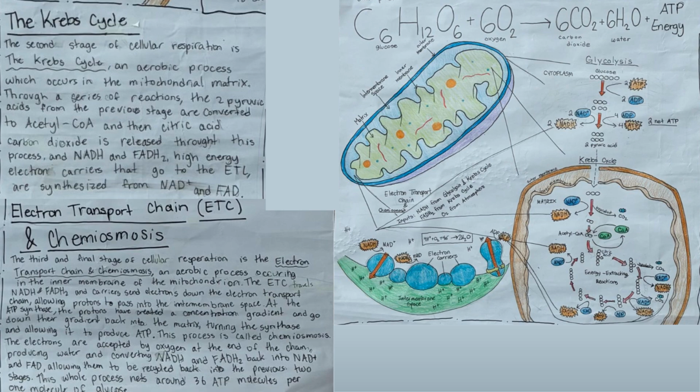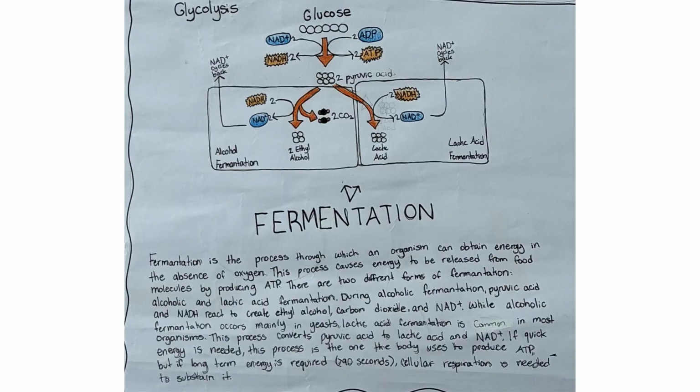The electrons are accepted by the oxygen at the end of the chain, producing water and converting NADH and FADH2 back into NAD+ and FAD, allowing them to be recycled back into the previous 2 stages. This whole process nets around 36 ATP molecules per 1 molecule of glucose.